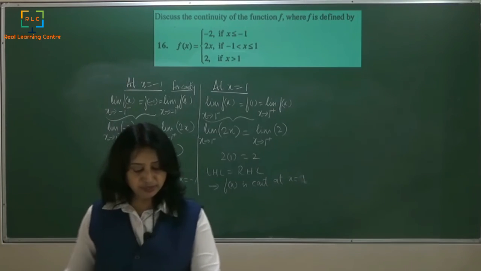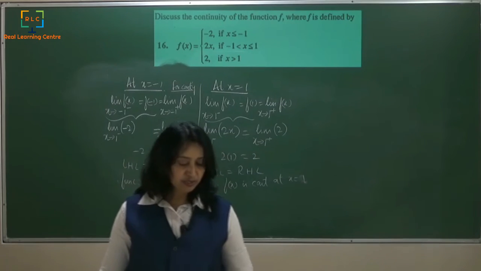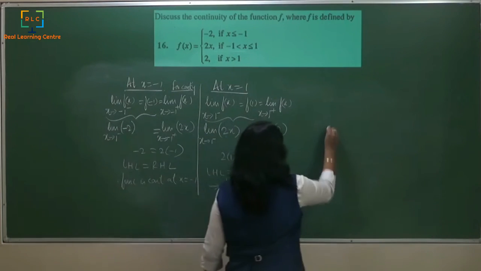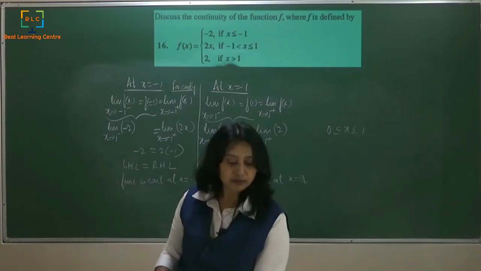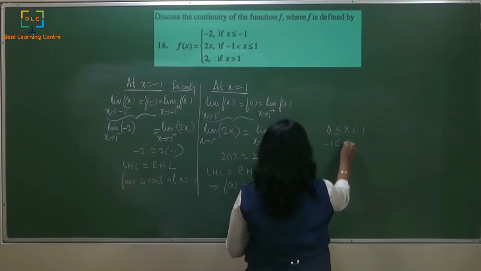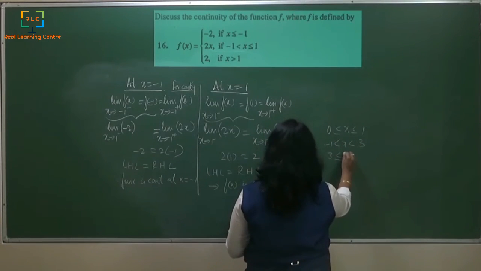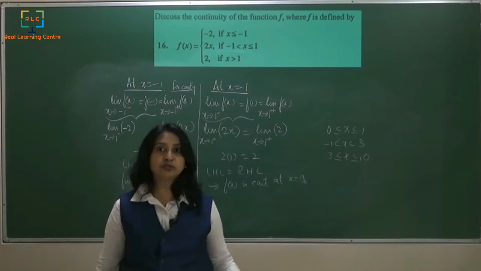Because there is one particular question like that, in question number 14, they have discussed, they have given one option as 0 less than or equal to x less than or equal to 1, and in the next option they have given minus 1 less than x less than 3, and the other one they have given 3 less than or equal to x less than or equal to 10. So, which are all the points that you are going to discuss?